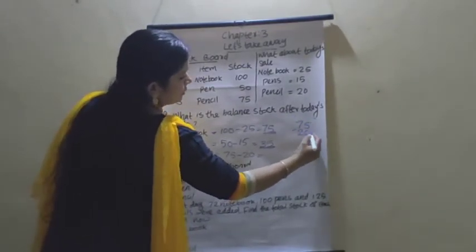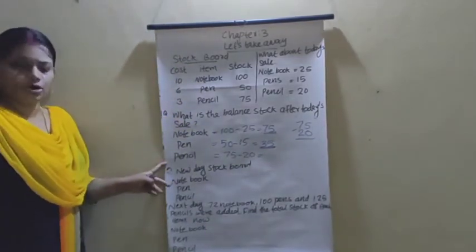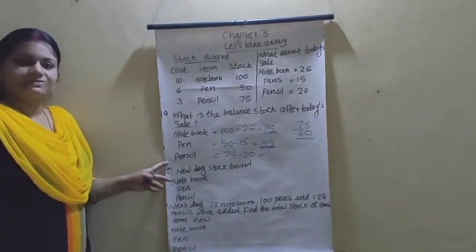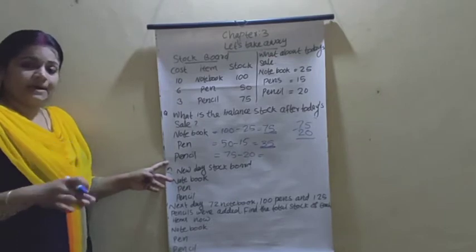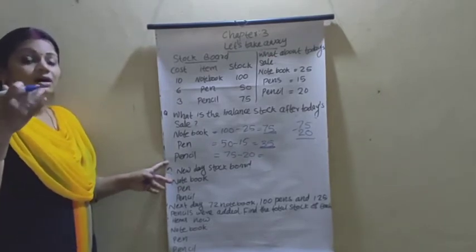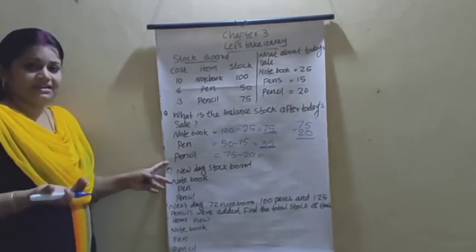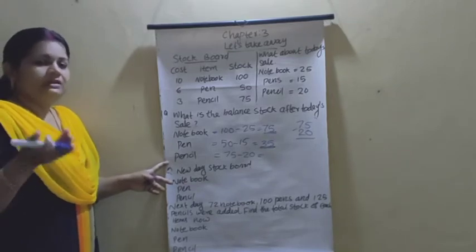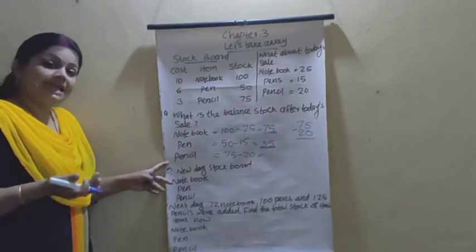75 minus 20. 5 minus 0? Yes, 5 minus 0, what is it? Any number subtract 0, what is the answer? That will get the same number.